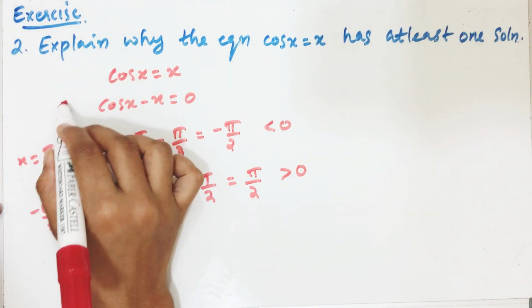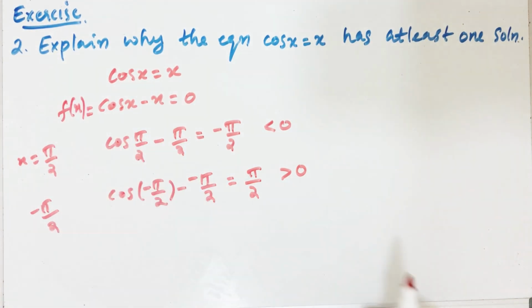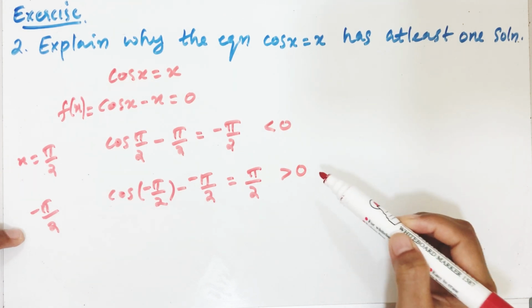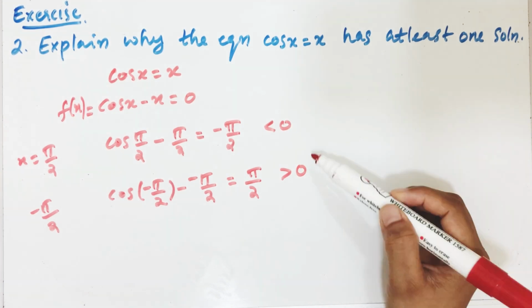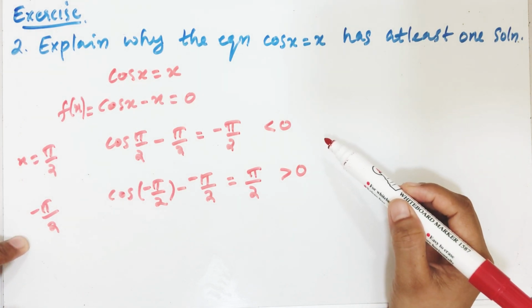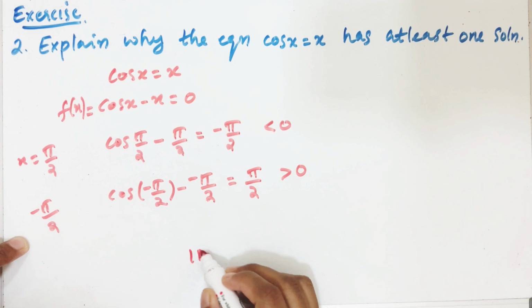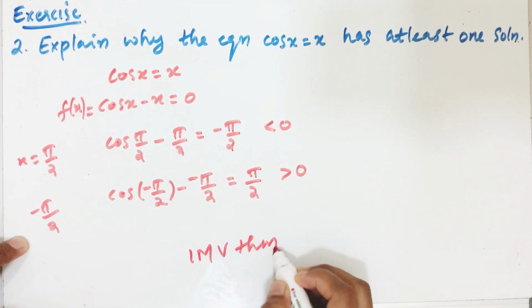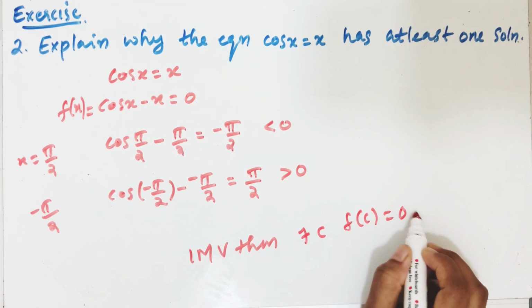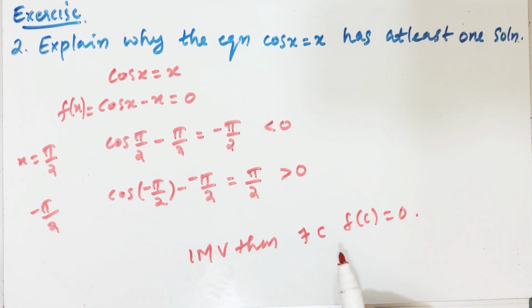If we take this function as f(x), we can say f(pi/2) is less than 0 and f(-pi/2) is greater than 0. That is, 0 lies in between f(pi/2) and f(-pi/2). Therefore, by the intermediate value theorem, there exists c such that f(c) is equal to 0. That is, this equation has at least one solution.